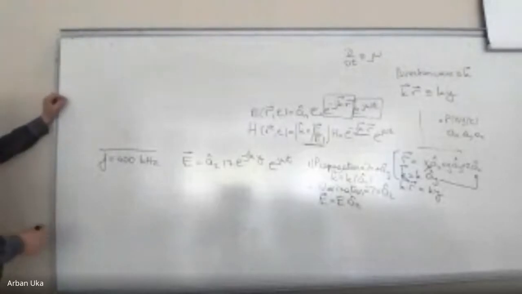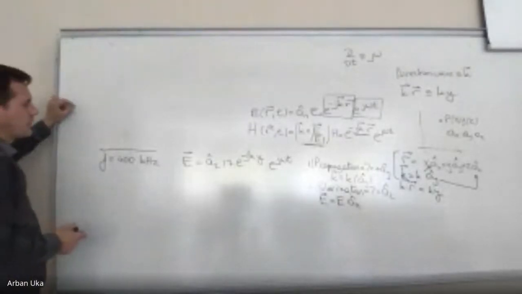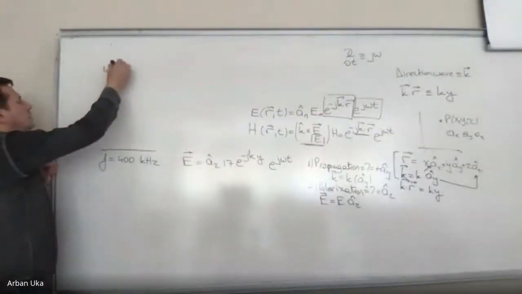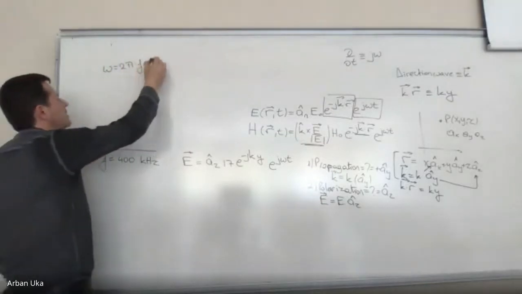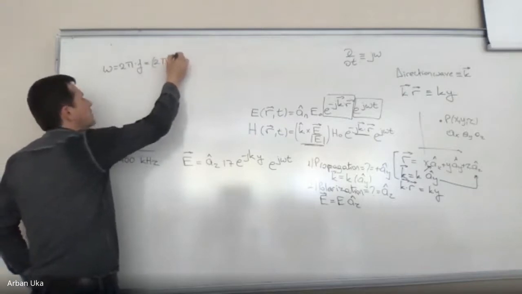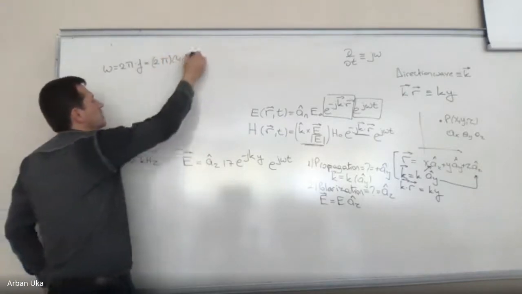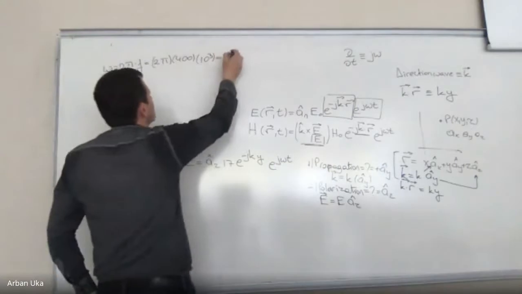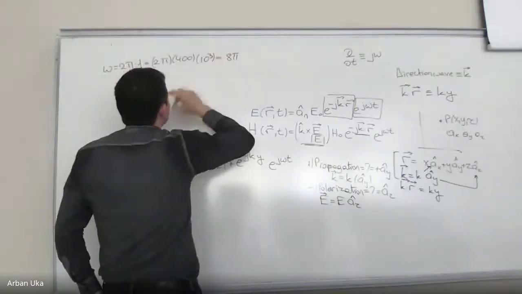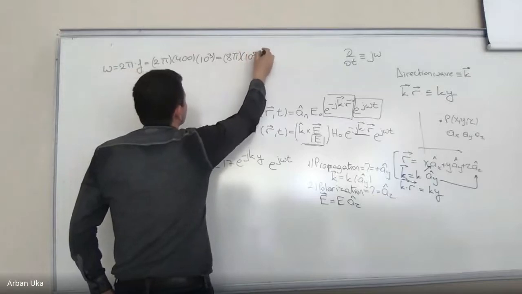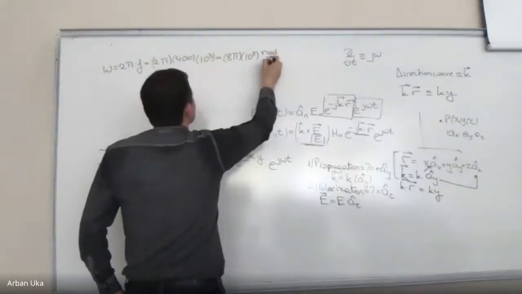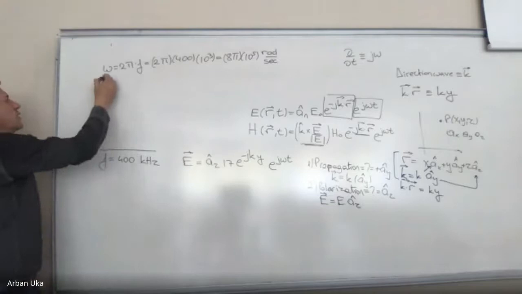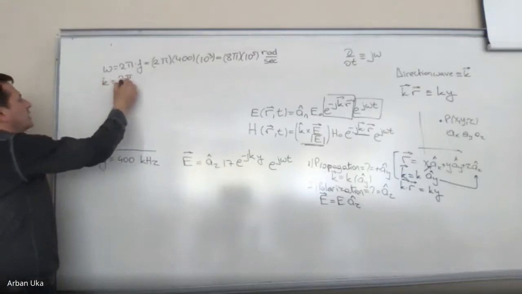Let's use this part of the board. The first thing is that we can even try to write this equation better. We don't know omega. What is omega here? That's true. This is 2 pi f, and this is equal to 2 pi times the frequency, which is 400, times kilohertz, which is 10 to the power 3, and this omega is going to be equal to 8 pi times 10 to the power 5, yes. Right? The unit here is radian per what? Radian per second.